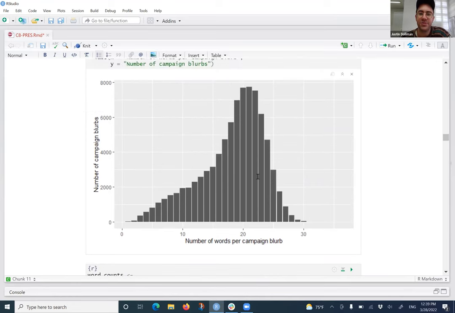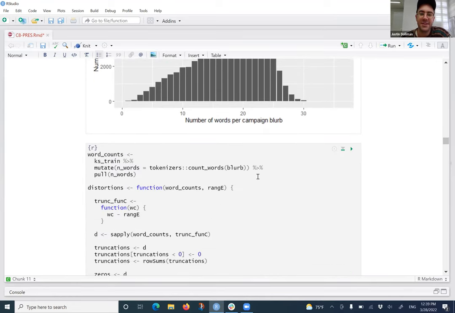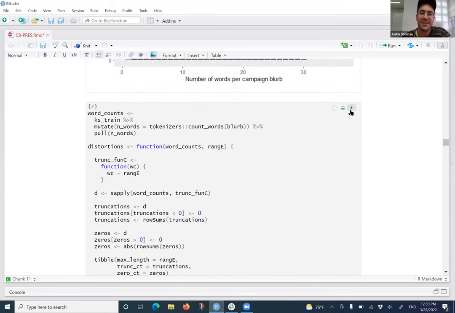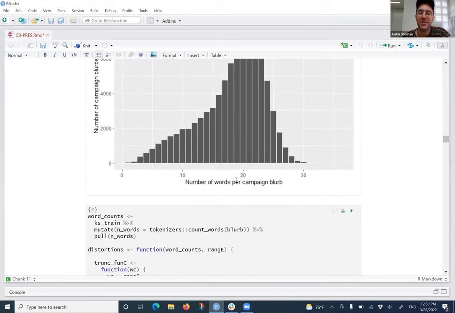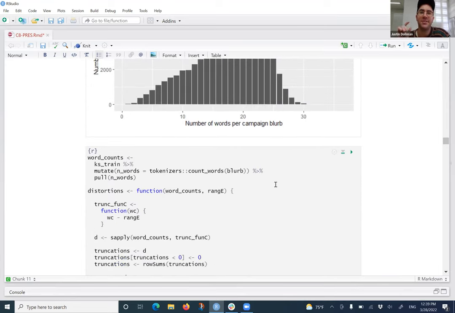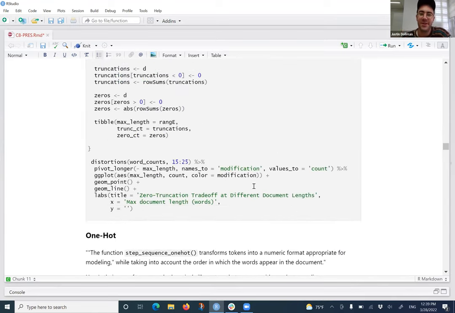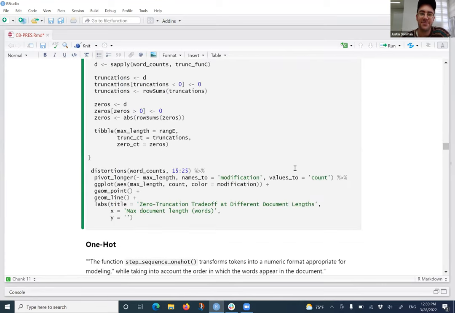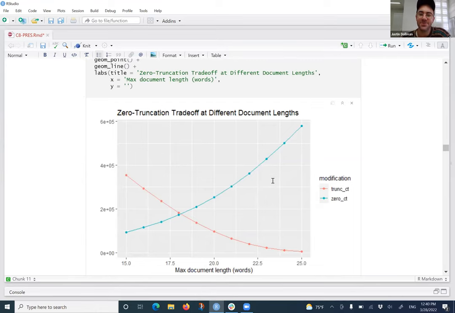So one thing I actually did, because I am a fun person, is I wrote a little function that shows you, for each L you can possibly choose, how many zeros you introduce and how many words you truncate. That's what all this does. I hope this works, because I wrote it last night. Yay, it works. Okay.